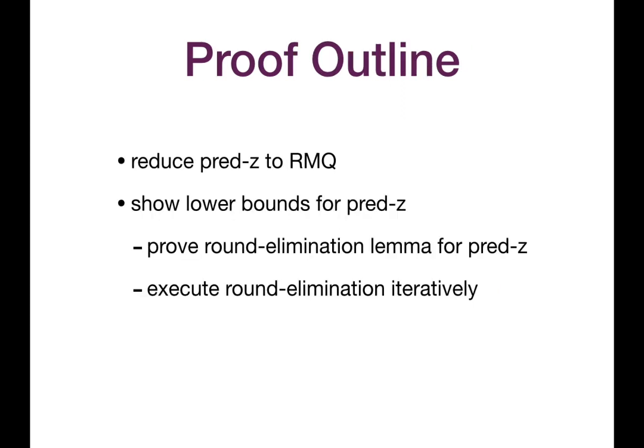Now let's move to our proof sketch. In fact, we prove a lower bound for a problem named Pretty Z. We believe Pretty Z characterizes the hardness of RMQ. At first, we reduce Pretty Z to RMQ. Then, we show a lower bound for Pretty Z. In order to do this, our strategy is a new variant of round elimination on carefully chosen hard queries. We use a series of new ideas and proofs to show the round elimination is feasible.